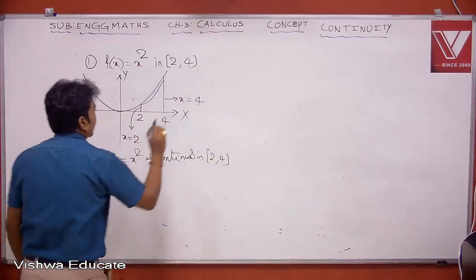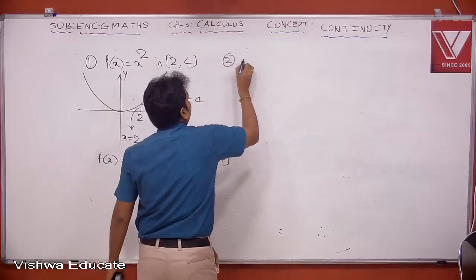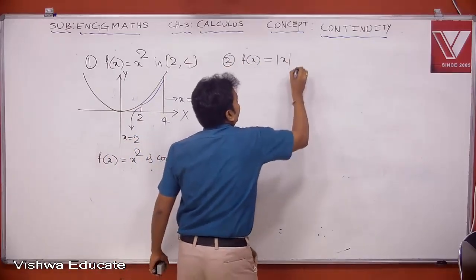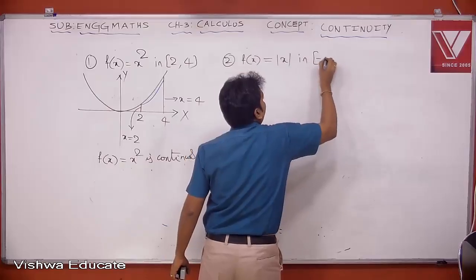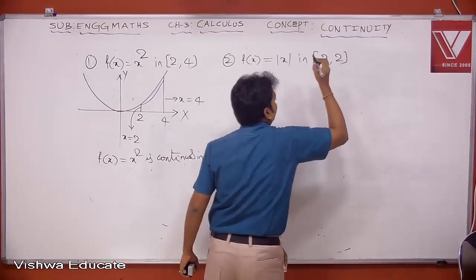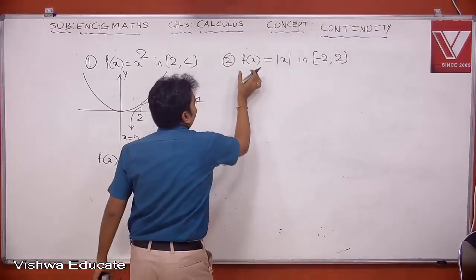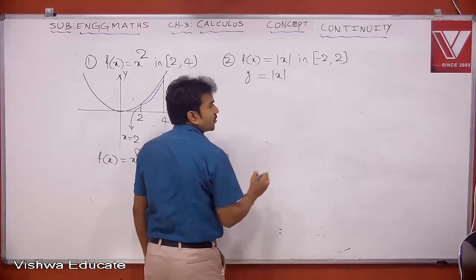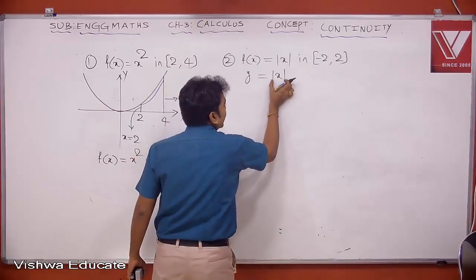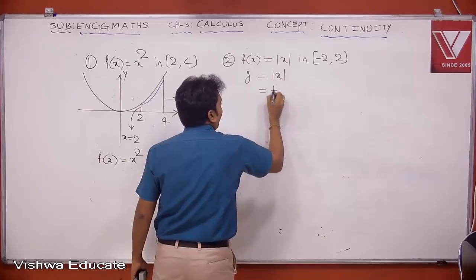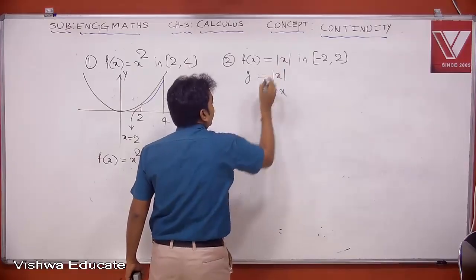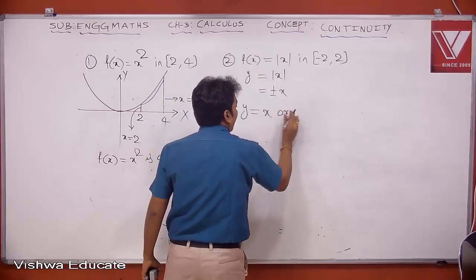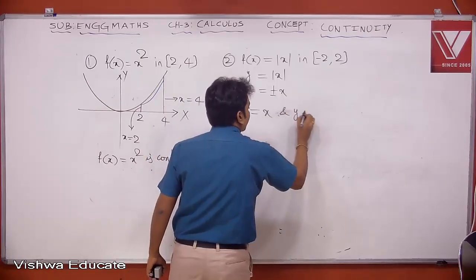Now let us discuss example 2. This is f of x equals modulus of x. Let us discuss its continuity in the closed interval [-2, 2]. Actually f of x values are nothing but y values, so here y equals mod x. As we know, mod x takes two different forms, plus or minus x. Therefore this is a combination of two graphs, y equals x and y equals minus x.